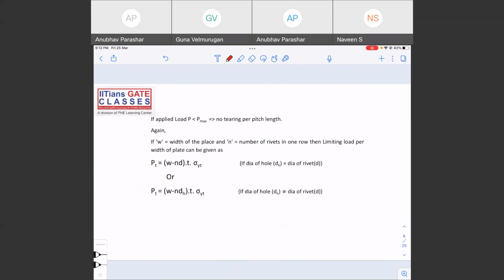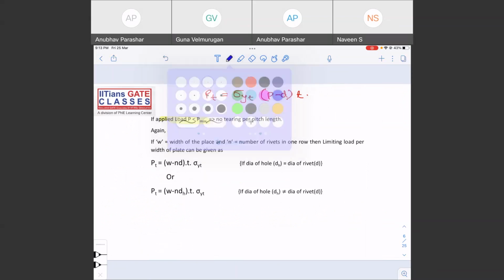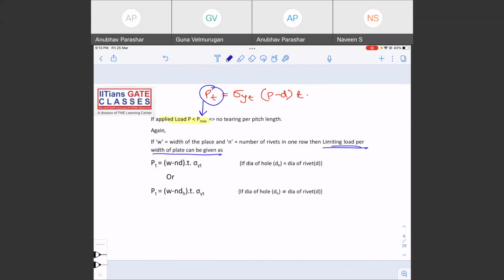So if the applied load is below what you have found out, that is Pt is equal to sigma yt, p minus d into t, this is nothing else but P max. So if the applied load is less than P max, there will be no tearing failure, right? So now we can rewrite the formula per width. We can rewrite the formula as the limiting load per width of the plate.